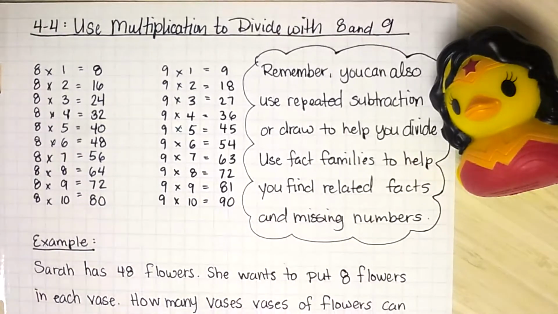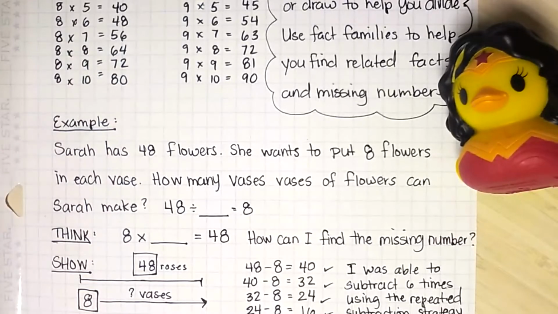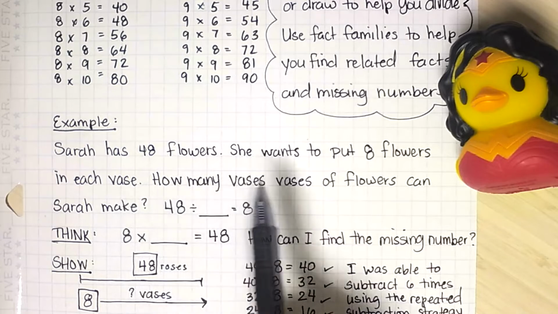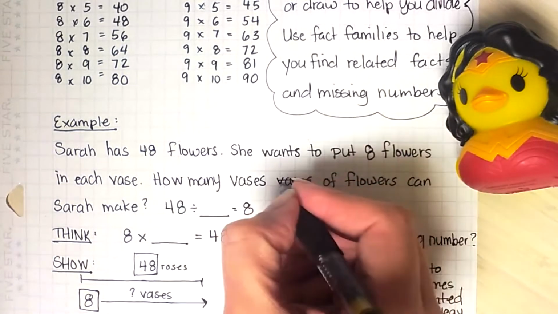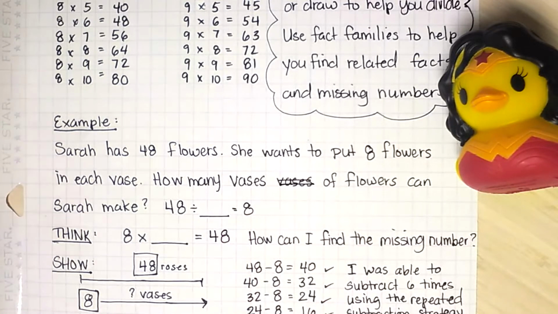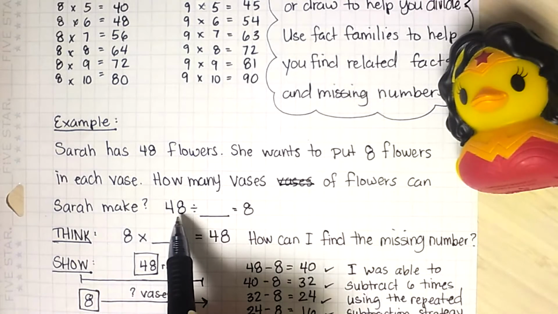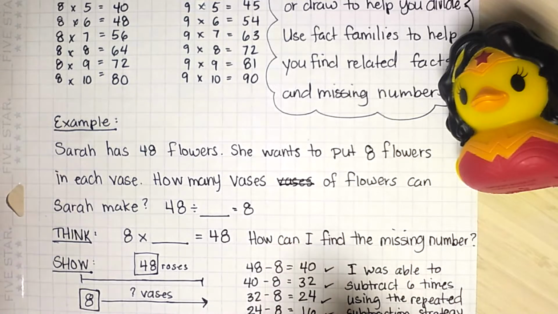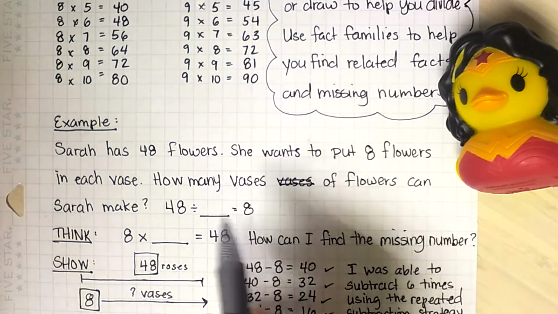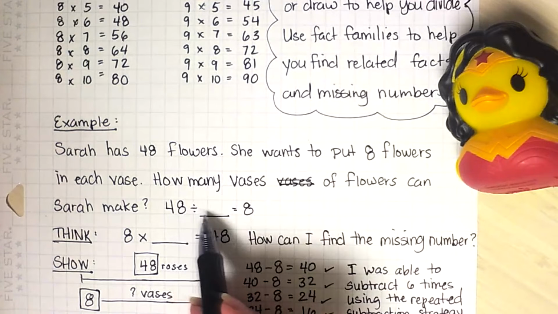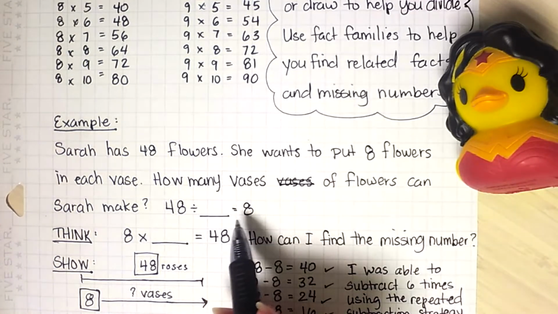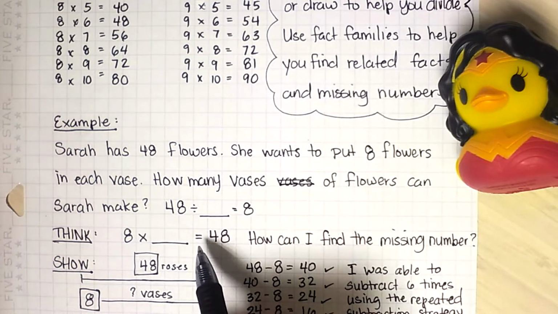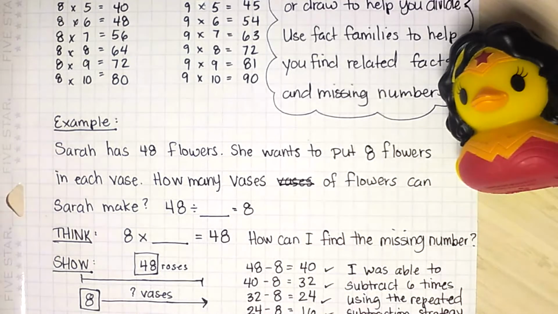And then I gave an example question for us to work on together. Sarah has 48 flowers. She wants to put 8 flowers in each vase. How many vases of flowers can Sarah make? So we know she has to divide up 48 into a certain number of vases, and we know 8 flowers are going to go into each one of those vases. So 48 flowers divided by a certain number will give me 8 flowers in each vase. So I'm going to stop and think. 8 times what number is going to give me 48?